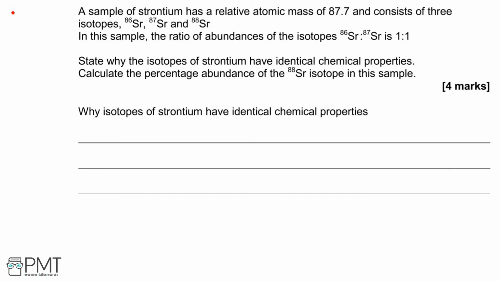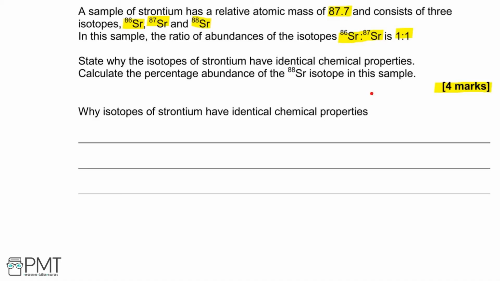A sample of strontium has a relative atomic mass of 87.7 and consists of 3 isotopes: strontium-86, strontium-87, and strontium-88. In the sample, the ratio of abundances of the isotope strontium-86 to strontium-87 is 1 to 1. State why the isotopes of strontium have identical chemical properties, and calculate the percentage abundance of the strontium-88 isotope in the sample. This question is worth 4 marks.